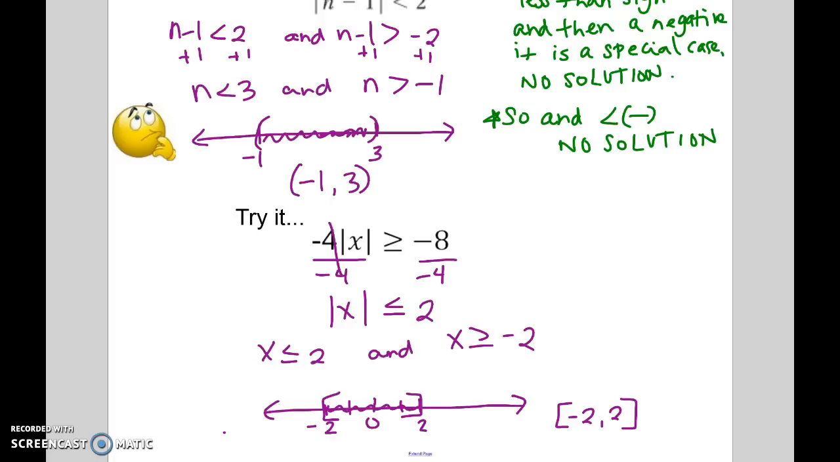Take a look at the answer. Very important that you remember when you divide by a negative with an inequality, you must flip the sign. So don't forget to flip the sign when you divide by a negative. So you had x is less than or equal to 2, and x is greater than or equal to -2. Both are brackets because now they're equal to. And here is your interval.